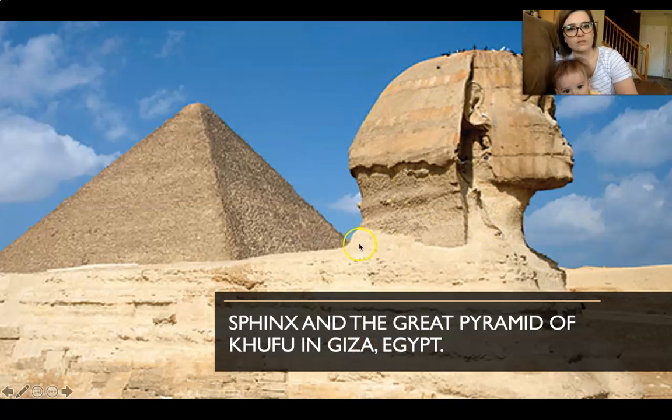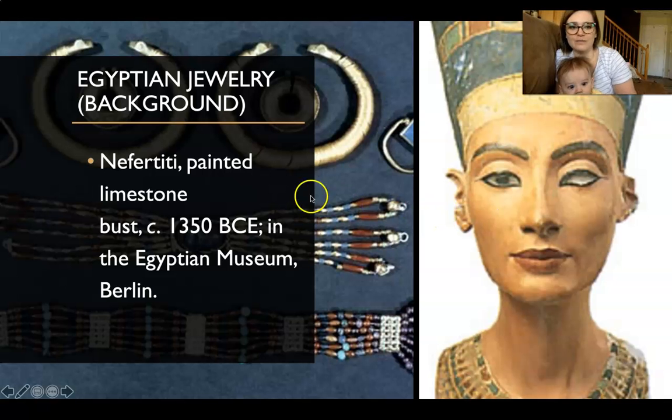The more I look at this, the more astounded I am that this was man-made. It's just bonkers. Okay. And then Egyptian jewelry, obviously, is huge. And makeup was part of their sort of artistic and cultural expression as well. This is Nefertiti, and it's painted limestone.